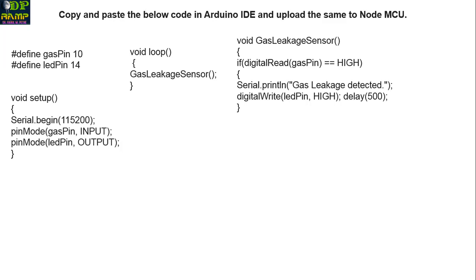We have to use an if statement. If digital read. Why digital read? Because the gas sensor works as an input. If the gas pin, which is connected at pin number 10, becomes high, it means some sort of gas is detected in the vicinity of that particular sensor. So on the serial monitor it will print gas leakage detected, and at that time a digital write.